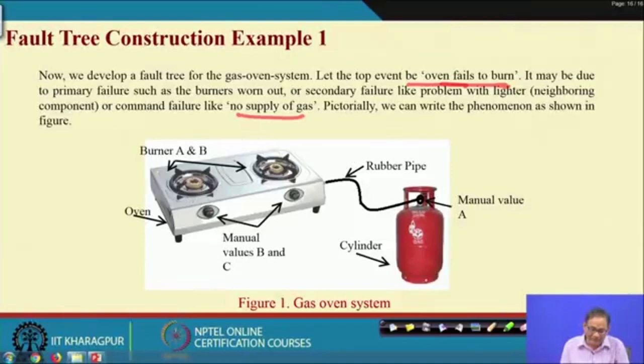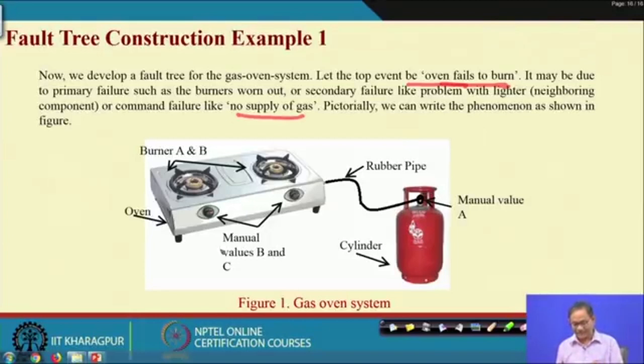So, immediately we got the primary, that component being the burner. We are using the PSC concept here. Burner fails means the burner itself fails, or the burner is not getting the supply of gas. Why the burner is not getting the supply of gas means this is a subsystem level failure.